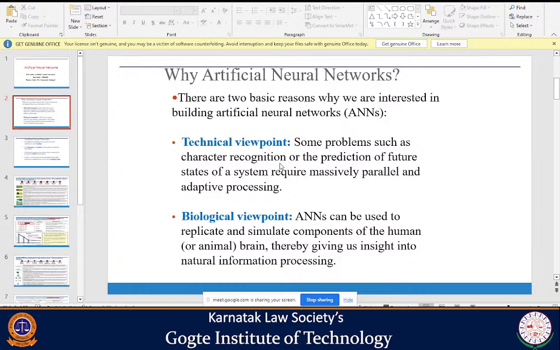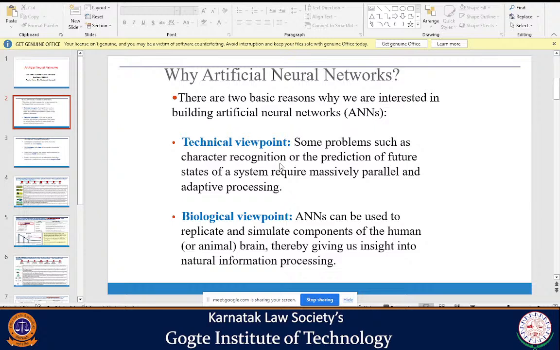The same thing they are going to use in the industry also, artificial neural networks, based on the technical as well as biological viewpoint. In the technical viewpoint, some problems such as character recognition or prediction of future states of the system require parallel adaptive processing. This is how they use it in a technical viewpoint, and they will take some problems and also find the characteristics.